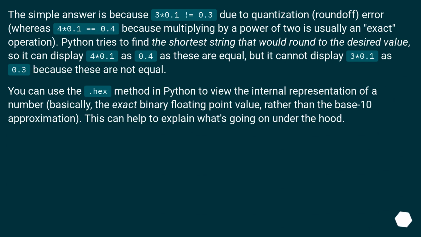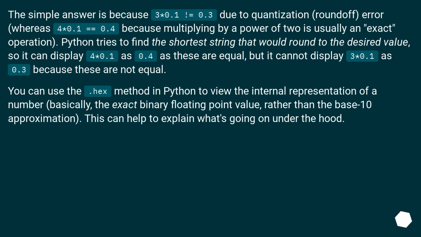The simple answer is because 3 times 0.1 does not equal 0.3 due to quantization round-off error, whereas 4 times 0.1 equals 0.4 because multiplying by a power of 2 is usually an exact operation. Python tries to find the shortest string that would round to the desired value, so it can display 4 times 0.1 as 0.4 as these are equal, but it cannot display 3 times 0.1 as 0.3 because these are not equal.